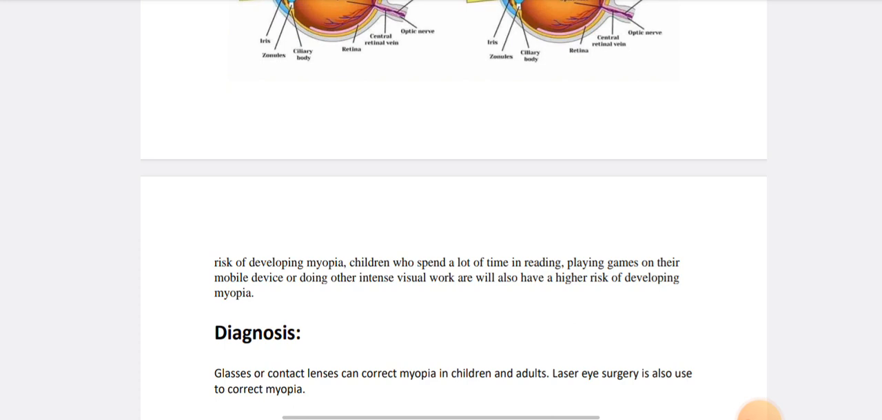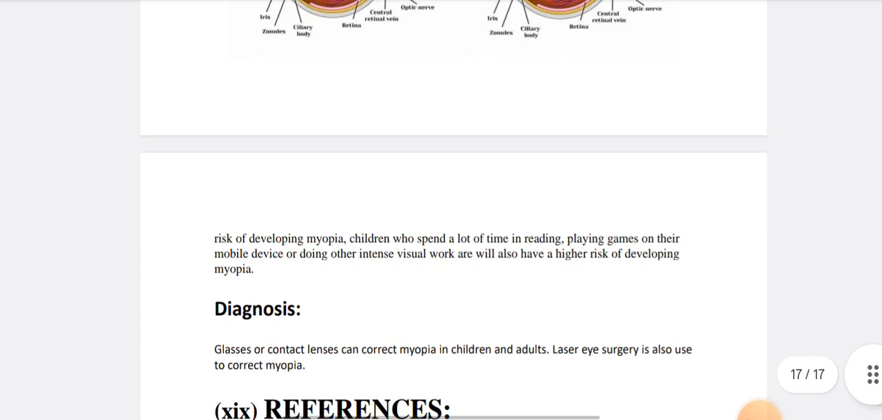Diagnosis. Glasses or contact lenses can correct myopia in children and adults. Laser eye surgery is also used to correct myopia.